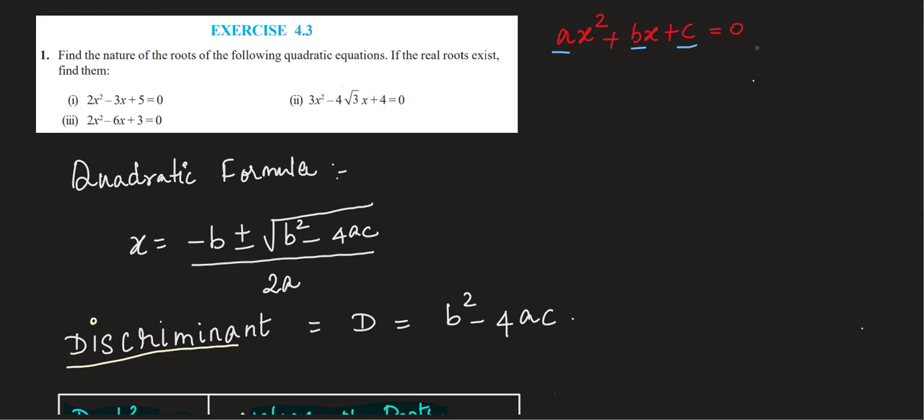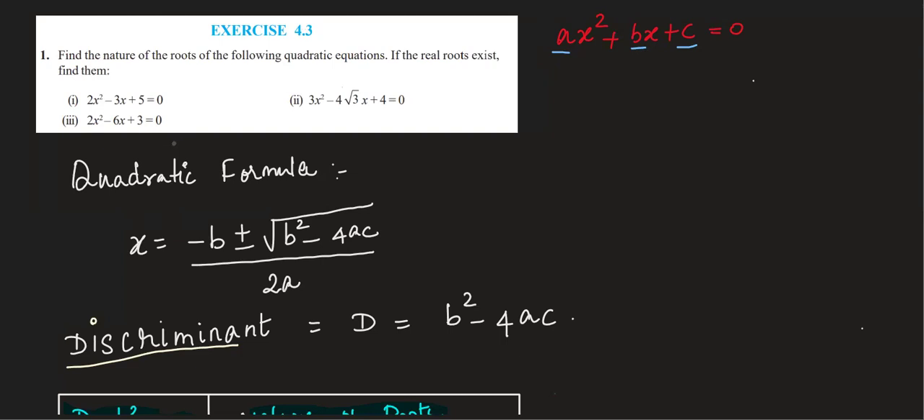So this is the standard form of the quadratic equation, ax square plus bx plus c. So here a will be the coefficient of x square and b will be the coefficient of x and c will be the constant. Okay, so it's very, very easy. So once you have the quadratic equation, plug in all the values and get the value of x. But then before that, here the question is if real roots exist.